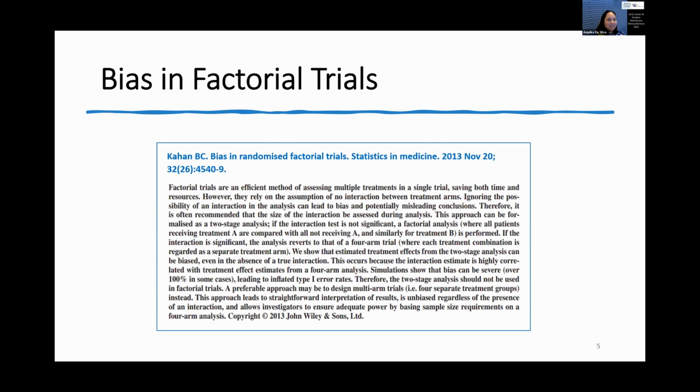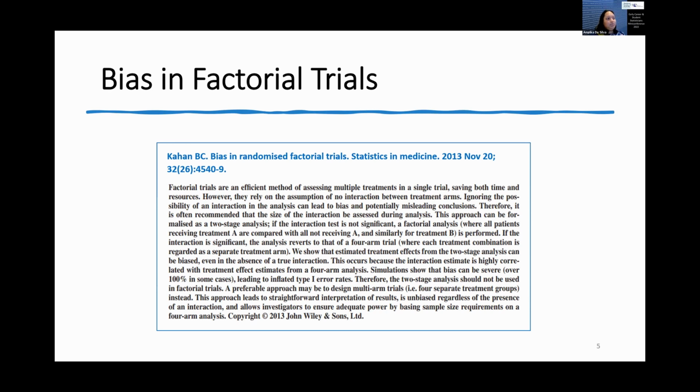Now, before I get into the testing strategy and the simulation design, I just wanted to bring up this paper by Brennan Kahan, published in Statistics in Medicine in 2013, which discussed the bias in factorial trials. So in this paper, Brennan discusses how studies with factorial designs are often underpowered to detect an interaction. So this two-stage approach, which I'm going to discuss next, even in the presence of an interaction, will often lead to a factorial analysis, and therefore doesn't recommend this approach. And there are other limitations such as inflated type 1 error and bias associated with it, which I'll discuss once I get to the results of our study.